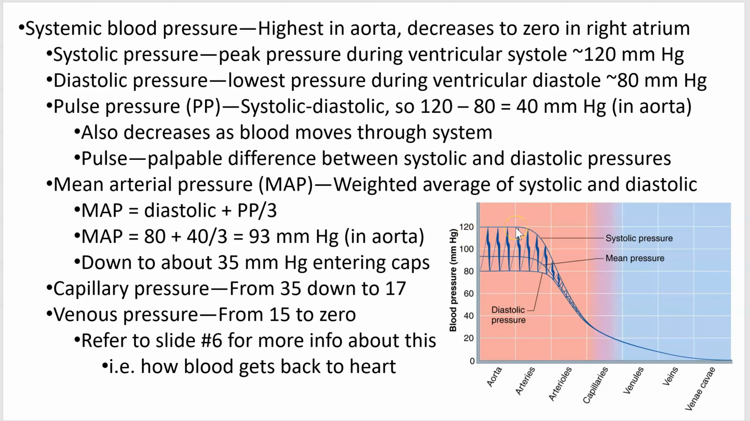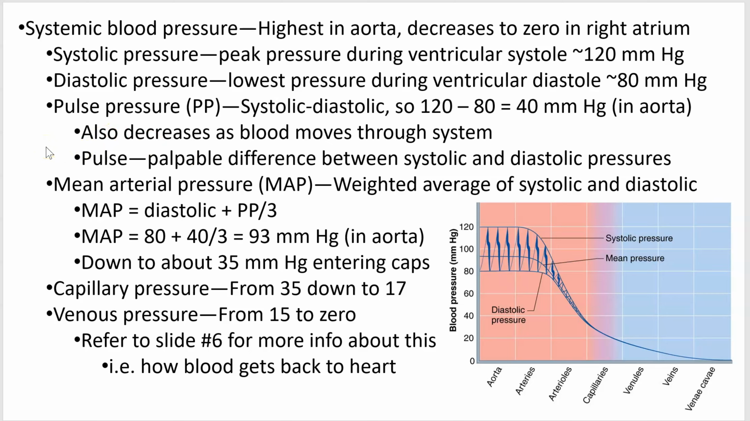Now that pulse pressure is going to go down because, as you can see, these numbers get closer together. So here in the arterioles, it might be 90/75. So we're down to 15, roughly, pulse pressure. And it gets smaller and smaller until eventually it becomes effectively nothing. Your pulse is palpable, and palpable means feelable, so you can feel the difference between those two pressures.